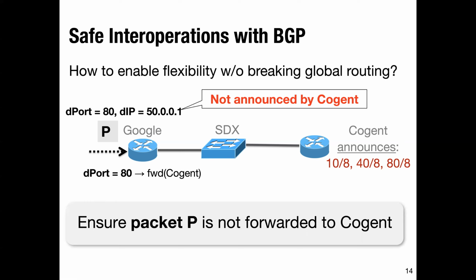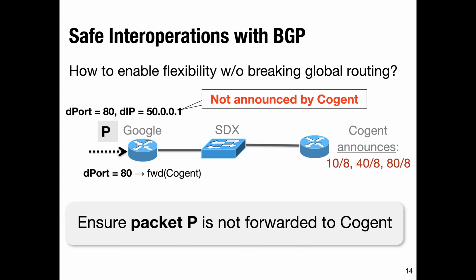So Maggie's question is, can you explain again why Cogent will drop it? So Cogent will drop it because it does not know a route to the destination IP 50.0.0.1, right? Cogent's routing entries will be based on the three prefixes it has advertised, 10/8, 40/8, and 80/8. When a packet comes in, it will try to match on these prefixes, and based on that, it will figure out the next hop and do the forwarding. But if its routing table does not have an entry for 50.0.0.1, then it will just drop that packet.